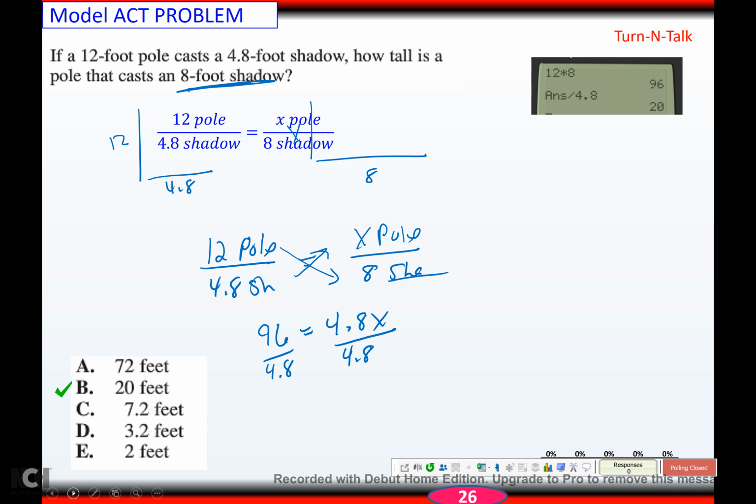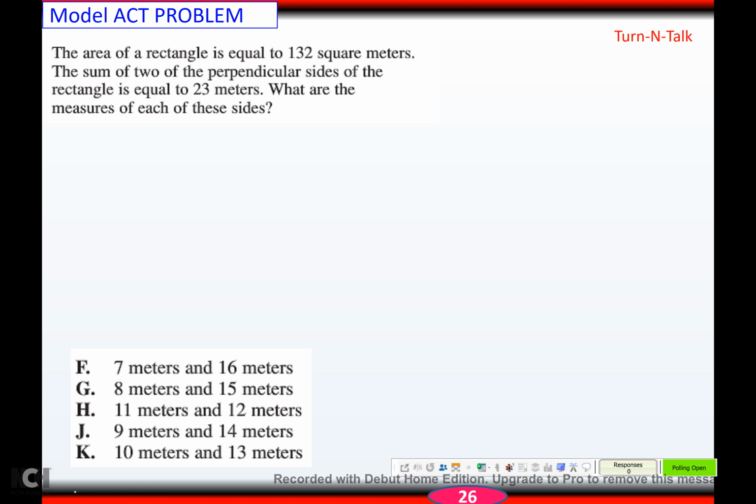Okay? Try this one. Hit pause. Come back when you're ready. And hopefully you got H. So it says the area of a rectangle. We have a rectangle. The area is 132 square meters.